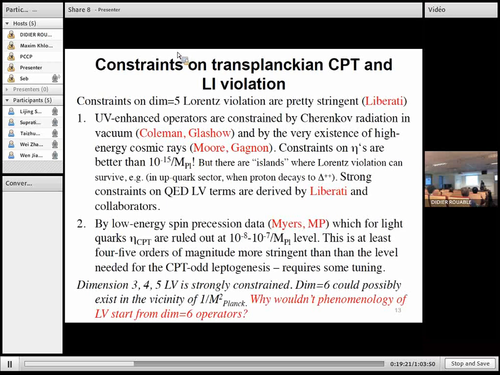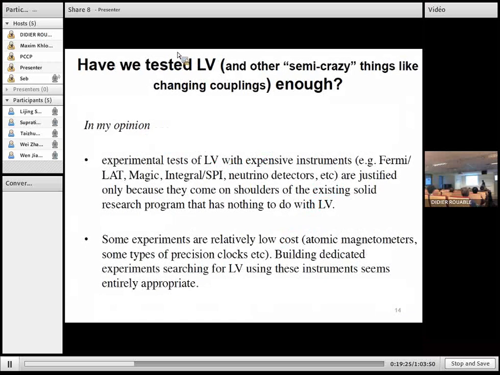Very well. So, have we tested Lorentz violation enough? That's probably at the end of my introduction section. I'll just say, strictly in my opinion, that the experimental tests of Lorentz violation with expensive instruments such as Fermi and so on, I know that people over here probably work on INTEGRAL SPI constraints, those tests are of course justified, but they should be coming on the shoulders of a more established and better motivated physics program for which these instruments were designed in the first place. So OPERA is not an exception either. It was designed for different purposes.